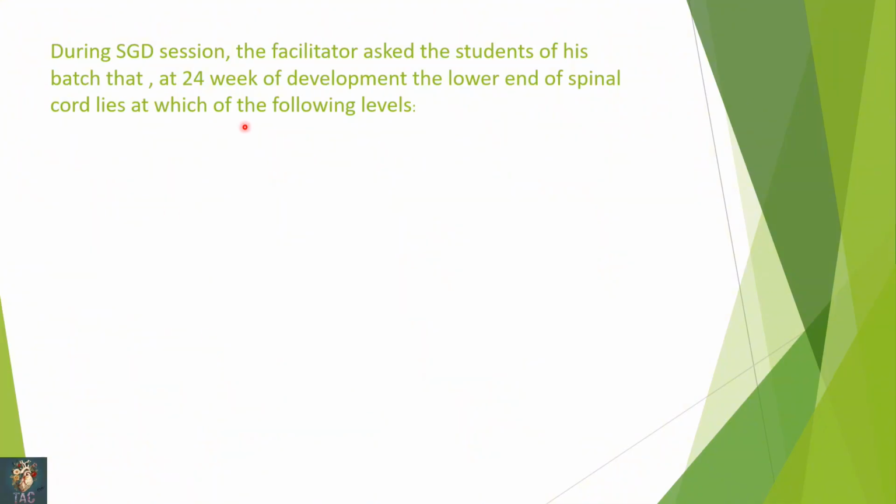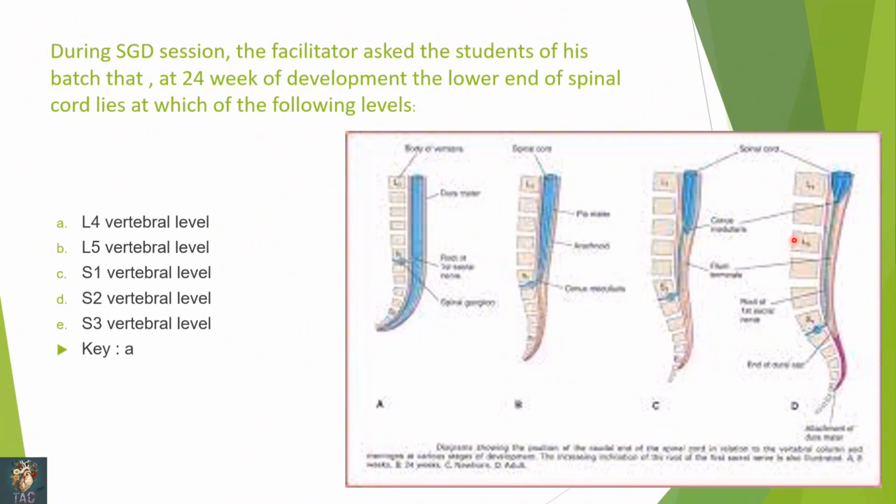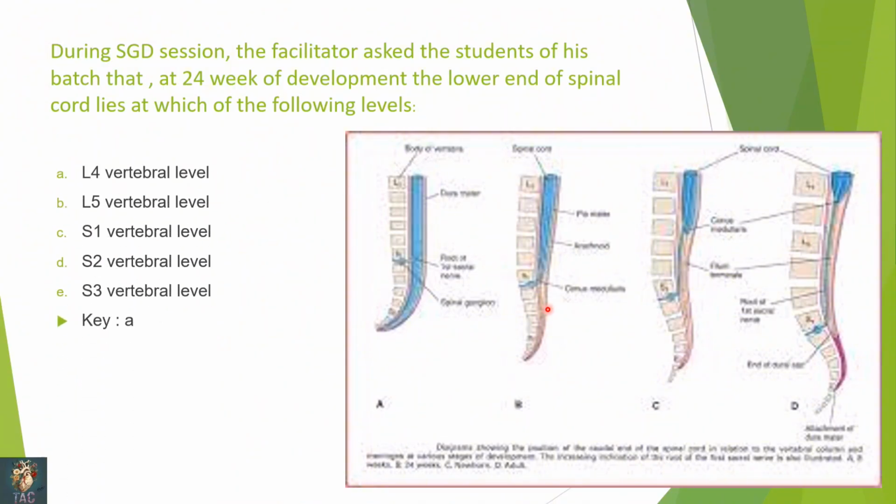During an SGD session, the facilitator asked the student of his batch that at 24 weeks of development, the lower end of the spinal cord lies at which of the following levels. Here in this diagram you can see the different levels: initially at 24 weeks, then birth, and in adults. So at 24 weeks it is usually present at the level of the L4 vertebra.